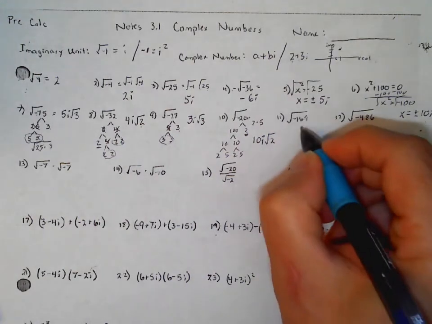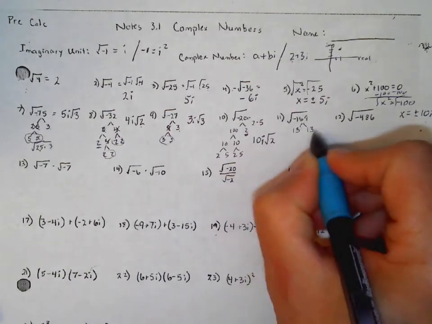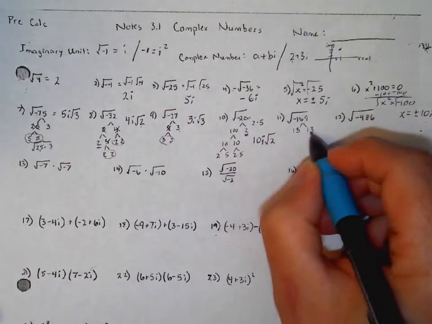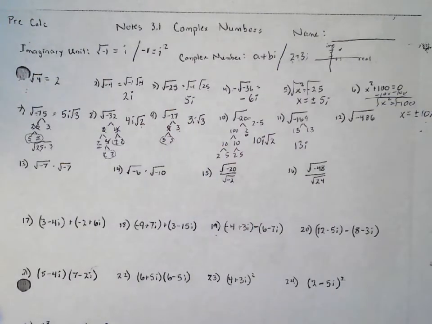Okay? 169 would be 13 times 13. So this works out evenly, doesn't it? We got a pair already. So we have 13i as our answer. Nothing left over that didn't simplify.